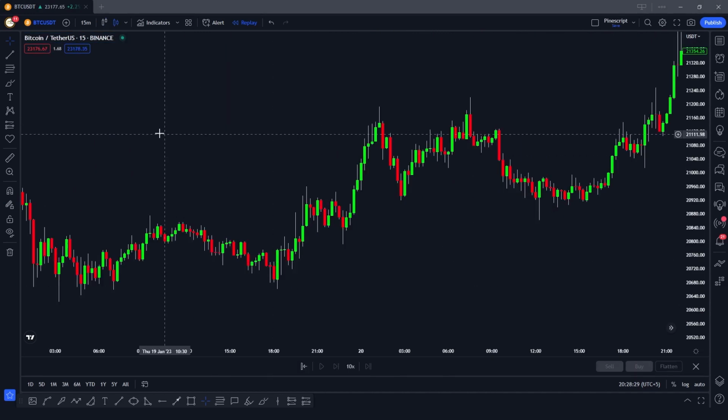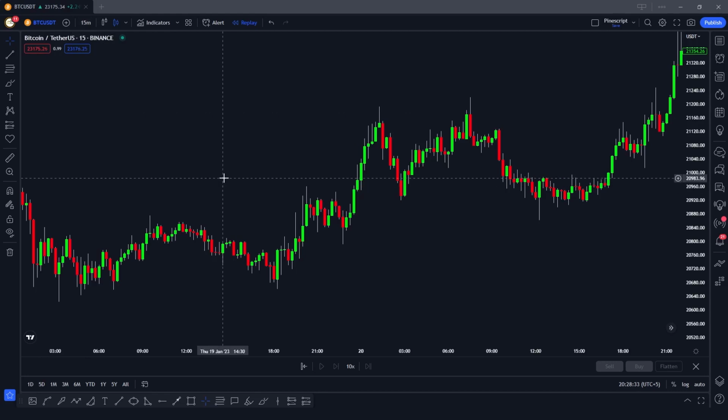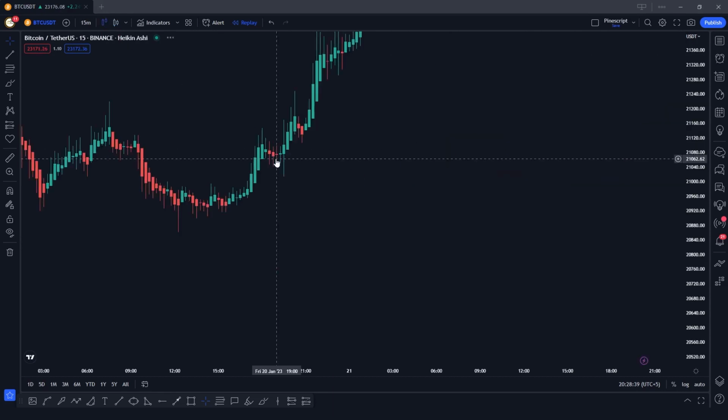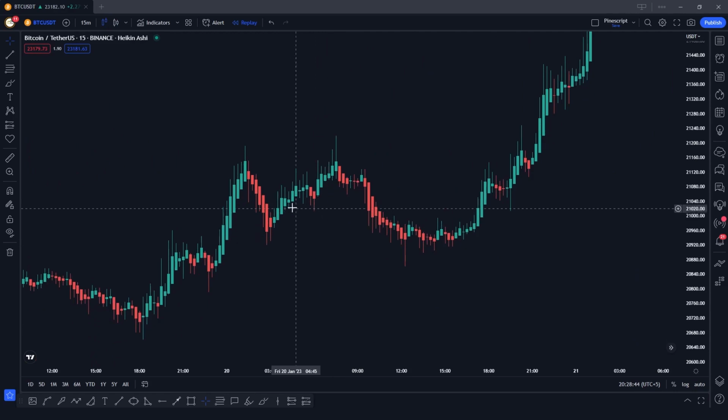To backtest this strategy, we're going to use the BTC USD pair, and as you can see, we are on the 15-minute chart. Now, the first thing you need to do is change your chart type from Japanese candlestick to Heiken Ashi, because this strategy is heavily based on trend. So we're going to use the Heiken Ashi chart because it gives us a much clearer description of trend.